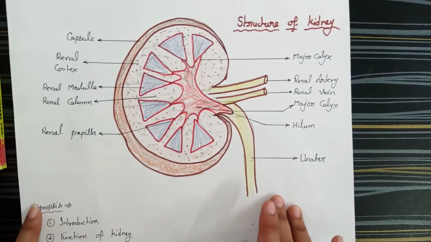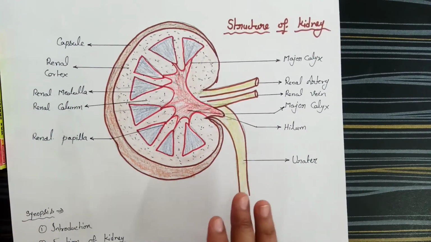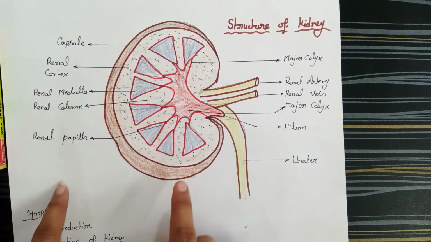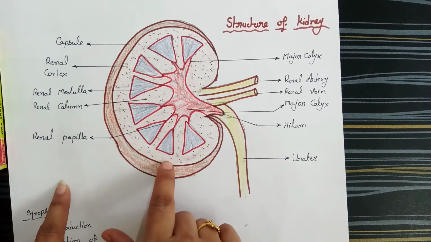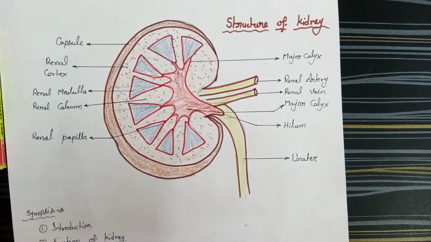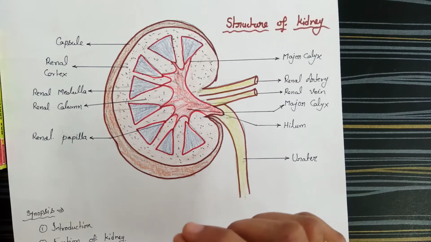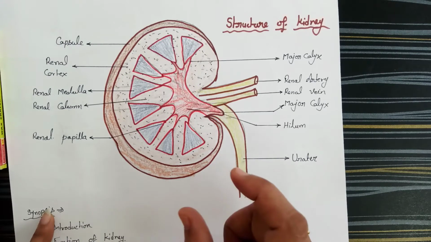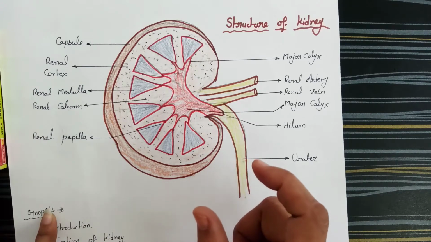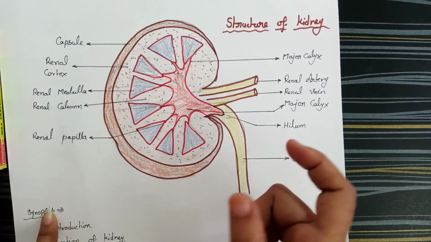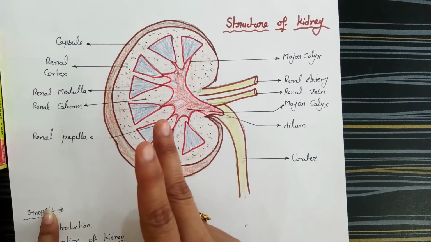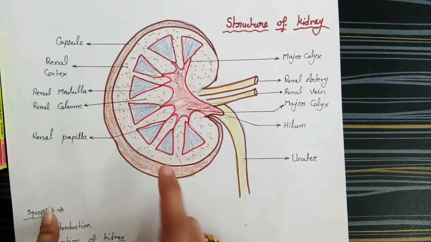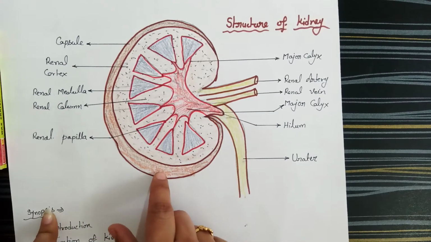Okay, so this is the proper structure of the kidney. When we talk about the introduction, what is a kidney? The kidney is a bean shaped structure. Bean means rajma, you know that. It is a bean shaped organ of the renal system. There are two systems in our body, the portal system and the renal system. The kidneys belong to the renal system of our body.